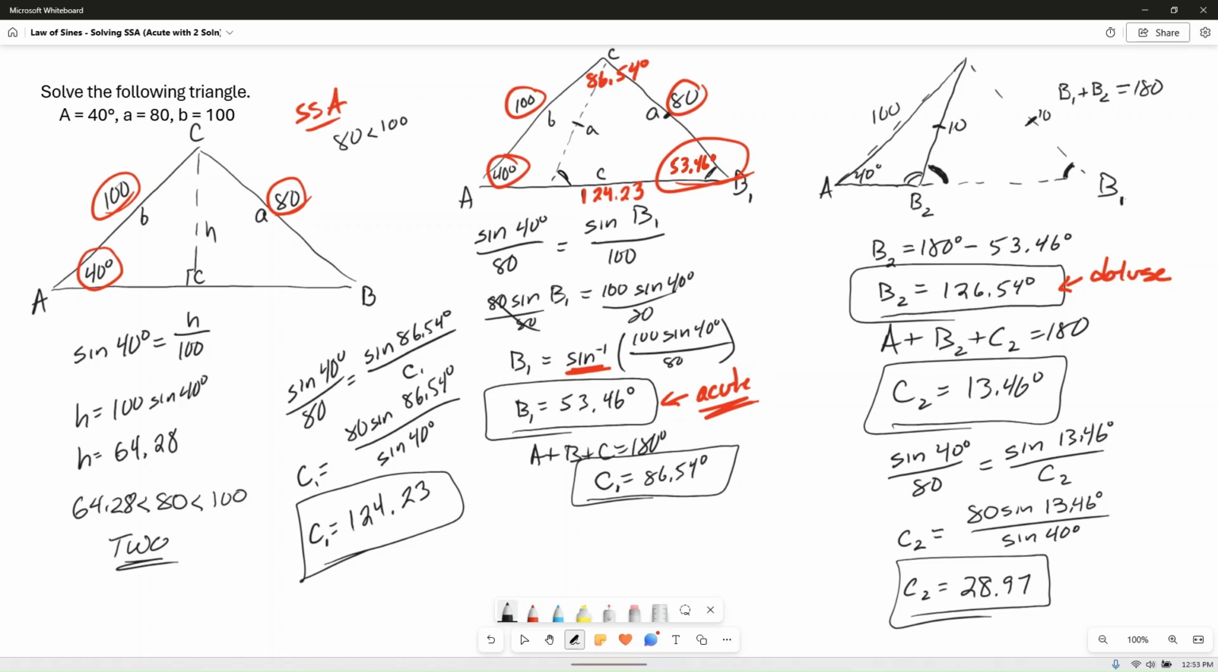Okay, and both of these triangles match the given information that we had, the 40 degrees, the 100, and the 80.